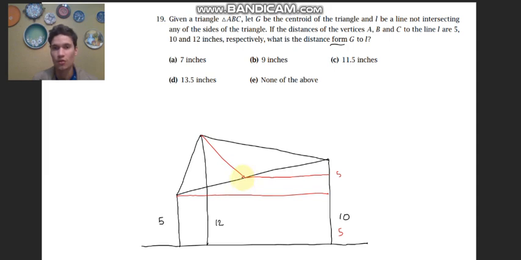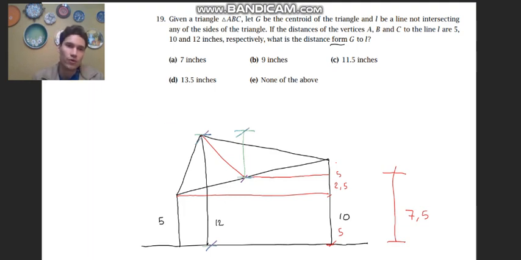So if this is in the middle of this line, this point will be in the middle of this line, and the middle of 5 is 2.5. If this distance is 2.5 and this distance is 5, this distance here will be 7.5. Alright, the next thing is, if we know that this distance here is 12, and this distance to here is 7.5, the difference of distance here will be 12 minus 7.5, which is 4.5. I will use another color. Let's use this, 4.5.